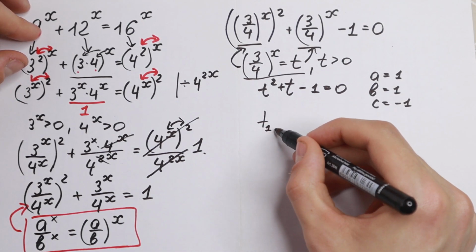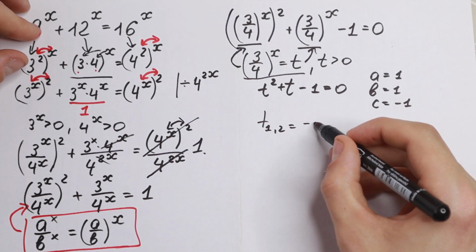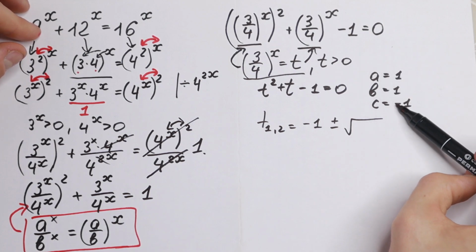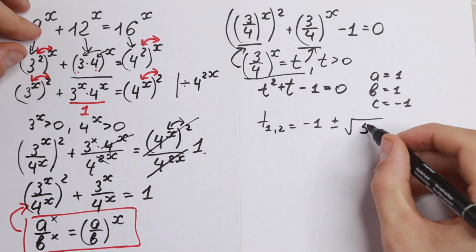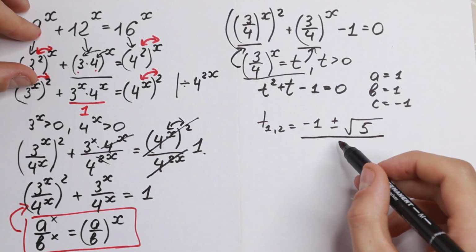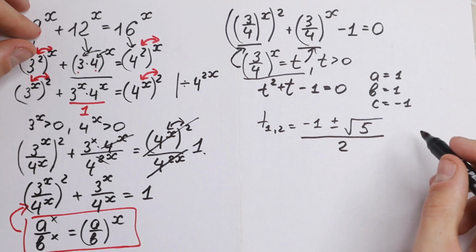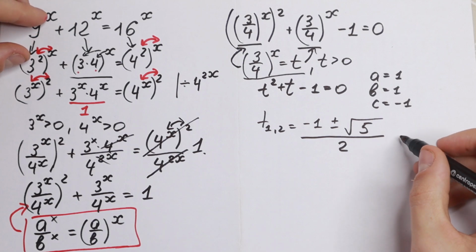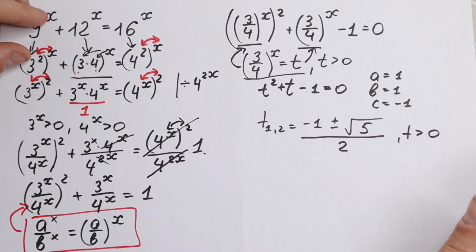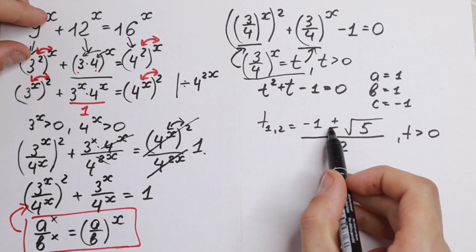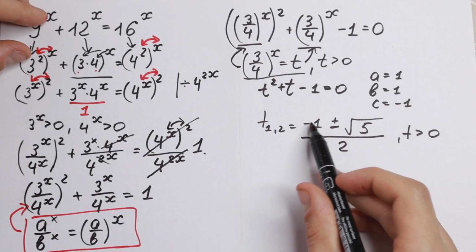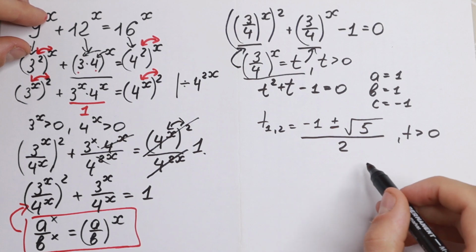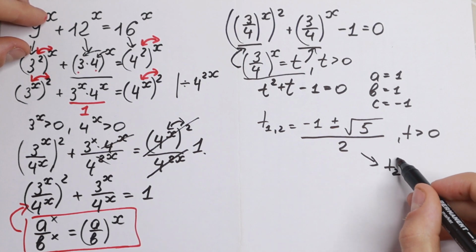So t1 and 2 will be equal to minus 1 plus minus square root of b square minus 4ac. As a result, we'll have 1 plus 4, which is 5, so plus minus square root of 5, and dividing by 2. But we need to know about this rule. We need to know that t is greater than 0, so we need to reject one root, because right here if we place minus, we will have minus 1 minus square root of 5, which is a negative value.